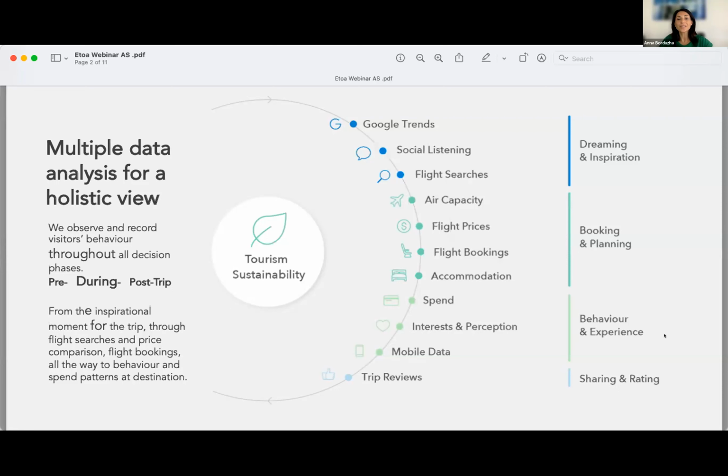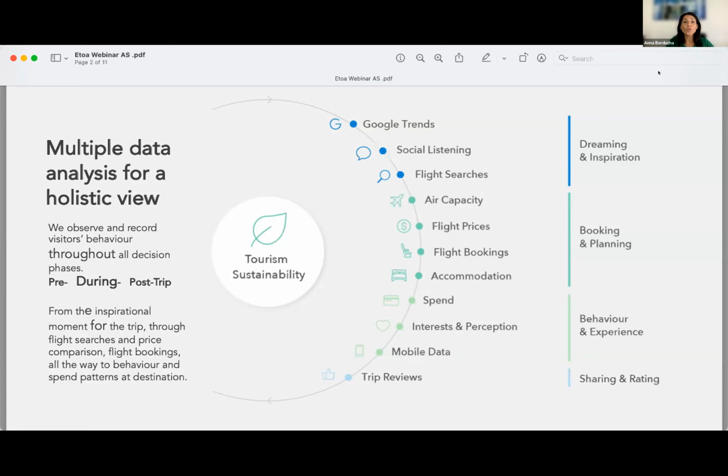To complete this cycle, we analyze social media and review platforms in order to understand how our visitors evaluate their visit and the services provided at the destination. This is very important, not only to understand the satisfaction level and the customer experience they have at the destination, which is important for the destination to know where to improve. It is also very important because this information will find our future visitors when they are in the moment of dreaming and inspiration, looking for the information and opinions of other visitors. So as you can see, it is very complete information about travelers' behavior.